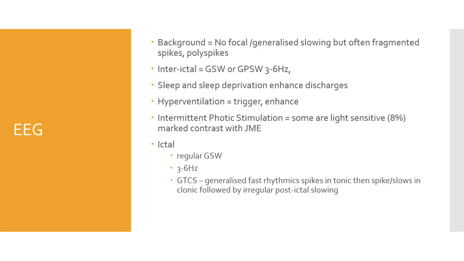In terms of when people are actually having seizures, the hallmark will be regular generalized spike or polyspike wave discharges, again between 3 and 6 hertz, just going on for longer. And if a generalized tonic-clonic seizure is being captured, usually one finds generalized polyspike waves occurring first, followed by spike slow waves, and then after that phase is finished, there'll be irregular post-ictal slowing. So those are the phases: in the tonic phase, the fast rhythmic spikes; in the clonic phase, the spike slow waves; and then this irregular post-ictal slowing.